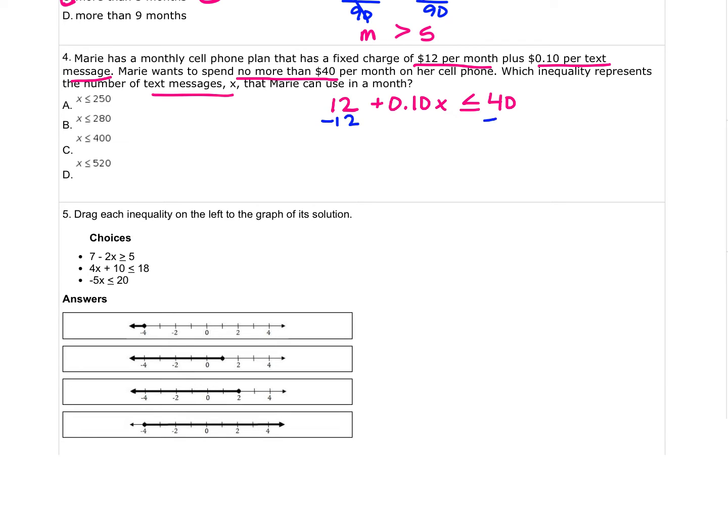We'll subtract 12 from both sides and get 10 cents times X is less than or equal to 28. Then we'll divide both sides by 0.1 or 0.10. We get X is less than or equal to 280. So that is answer choice B.